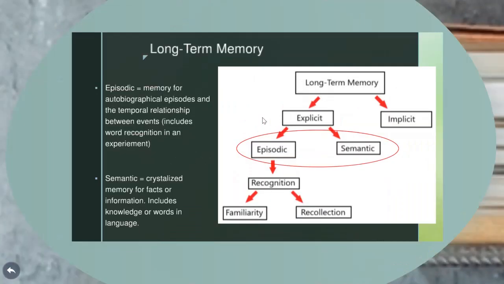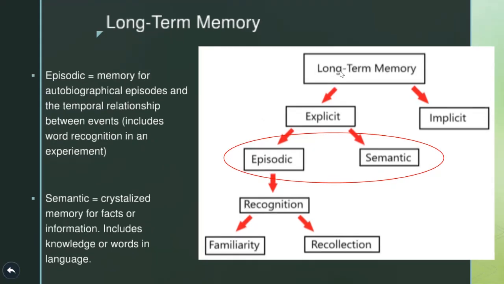Now, another distinction that we can draw here is, so we've talked about the difference between explicit and implicit memory, right? And we just reviewed some evidence for it. But another distinction that we can make is if we are now talking about explicit memory, so we're breaking down explicit memory into two forms, episodic and semantic. So episodic memory is the memory for the autobiographical episodes and, importantly, the temporal relationship between the events. Now, prototypically, like if you're testing recognition in an experiment, or really most any kind of memory within a laboratory phenomena, it's going to fall into this episodic domain. Now, semantic memory, though, on the other hand, is crystallized memory for facts or information. It includes knowledge or words that are used in language, right? And it's devoid of any of these spatio-temporal details that characterize episodic memory, right?